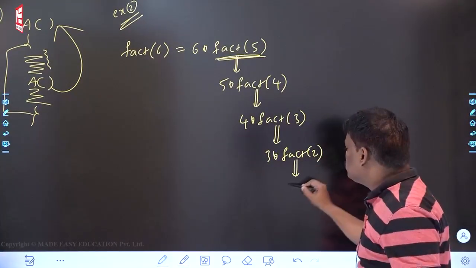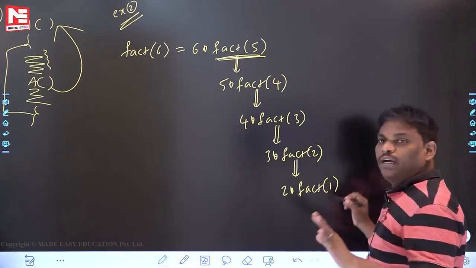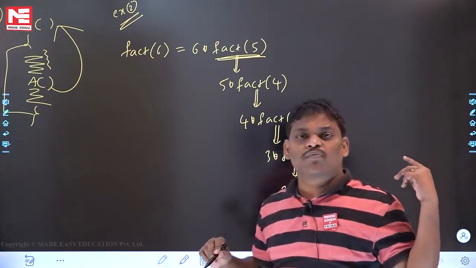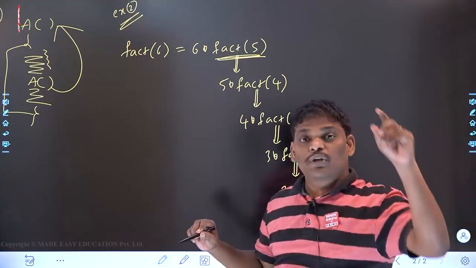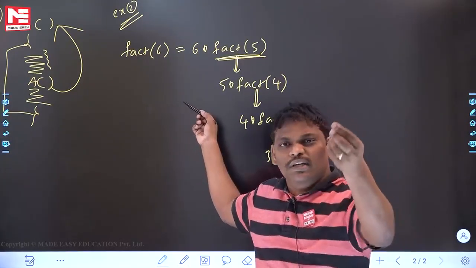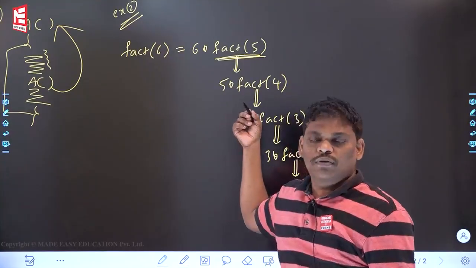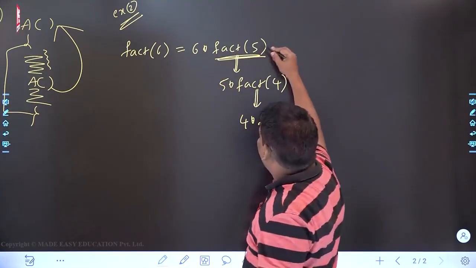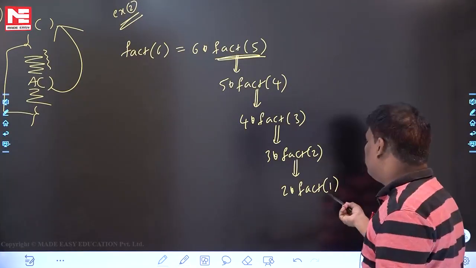So what is the answer? This is going to be 2 into factorial of 1. Factorial of 1, everyone knows. What is the factorial of 1 value? Factorial of 1 value is 1. You should know something. If you want to do anything, a little bit you have to know. You may not know big things, at least smaller things you should know. So 6 calling 5, 5 calling 4, 4 calling 3, 3 calling 2, 2 calling 1. 1 you know, then you can stop.